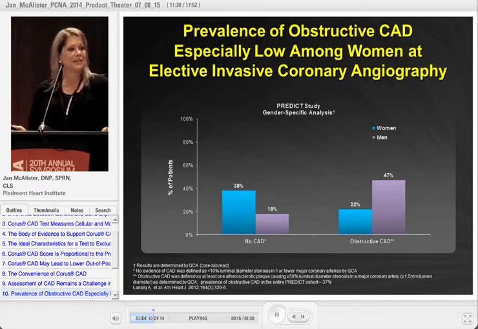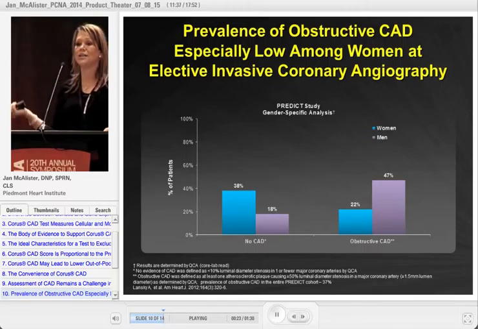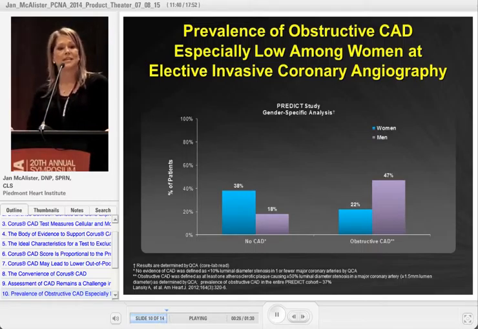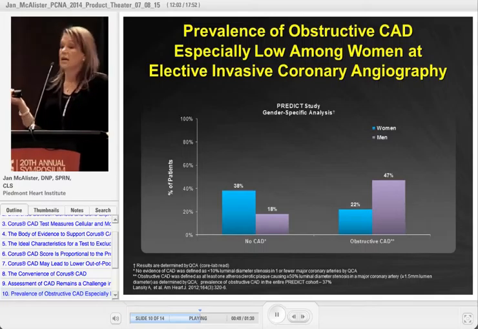You saw this slide a little bit earlier. This is looking at the PREDICT data. Once again, all of these individuals received catheterization. The overall diagnostic yield for the PREDICT study for catheterization in all individuals, men and women, was only 37%. So in the whole study, there was not a whole lot of obstructive disease.